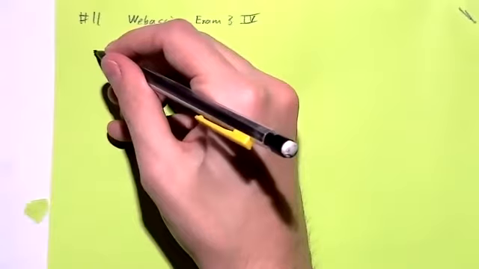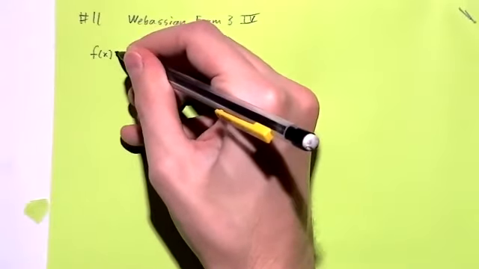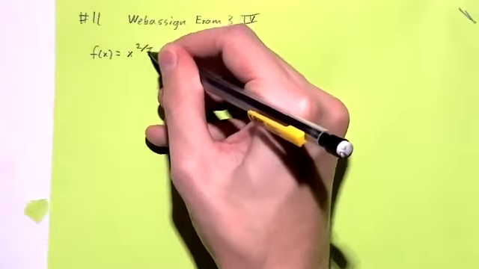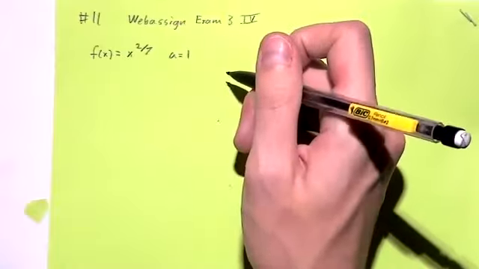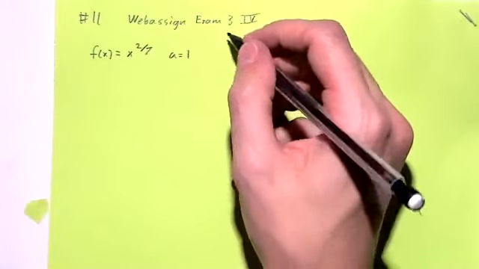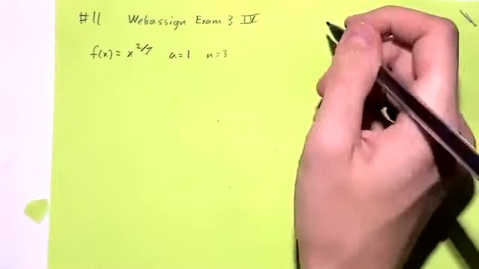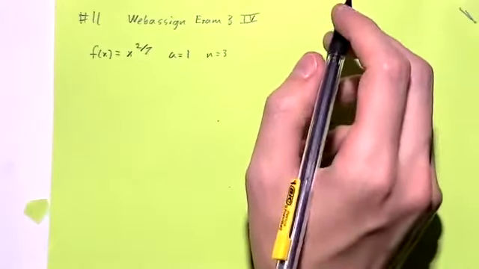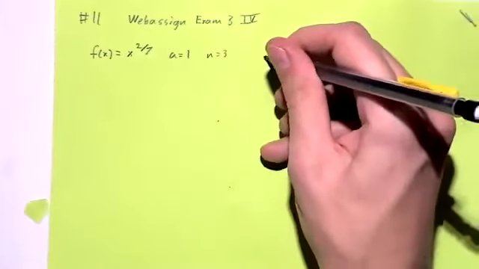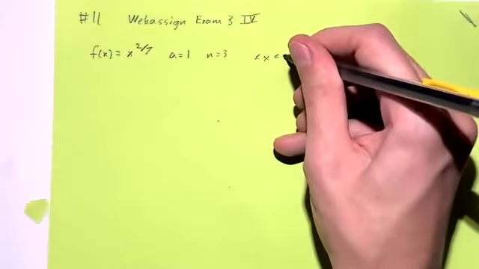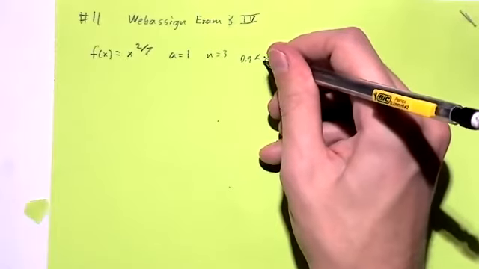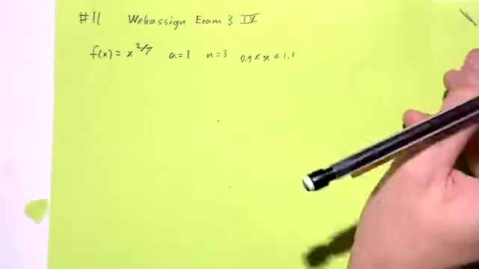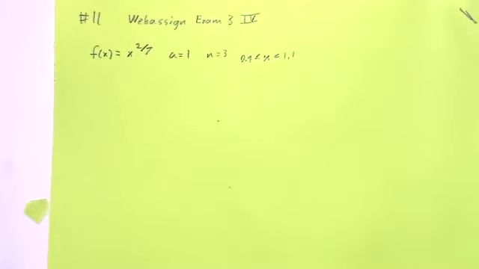So we are given the function f of x is equal to x to the 7th power. And then we know a is equal to 1, so that's where we're centering around. N is equal to 3. So that's the number of terms we're going to. And then we have x is 1.1 and 0.9. Okay. All right.